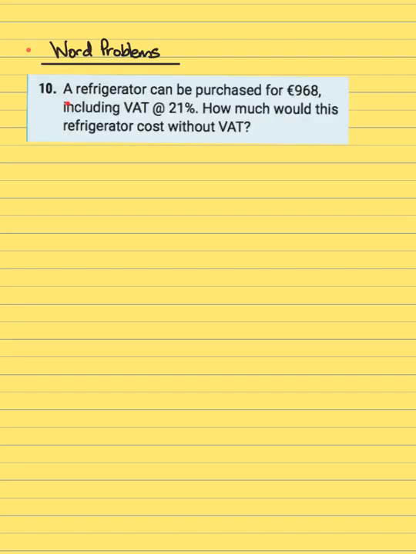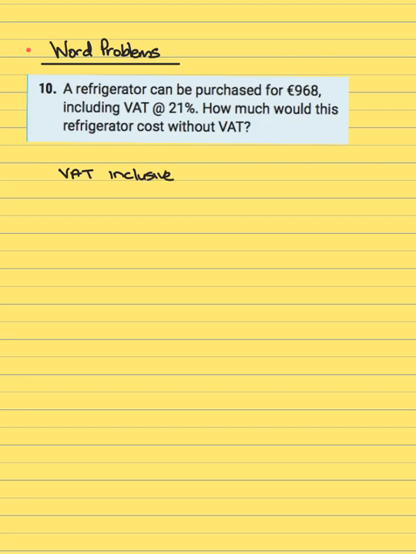Okay, now we'll just have a look at just a word problem. The fridge can be bought for 968. It includes the VAT at 21%. How much would it cost before VAT? So clearly the VAT inclusive price is the 968. So we'll just go through that question.